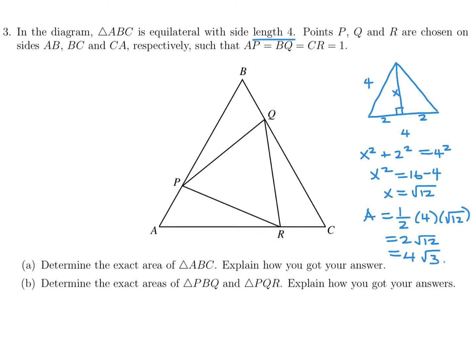Now, some of you remember a formula for the area of an equilateral triangle, and if you do, I think that will help. That formula is that the area of an equilateral triangle is equal to root 3 over 4 times s squared, where s is the side length. In this case, the side length is 4, so it would be just root 3 over 4 times 4 squared, which is just 4 root 3. So as you can see, we got the same answer, but this way is a little bit faster. So that takes care of part A. Part B, determine the exact areas of triangle PQB, PBQ, and PQR. Explain how you got your answers.